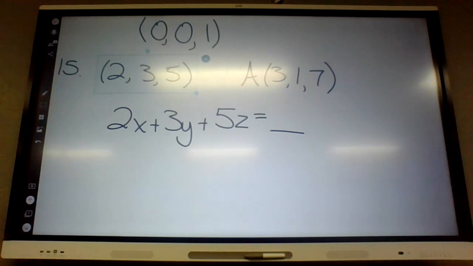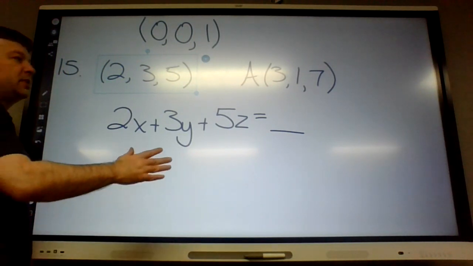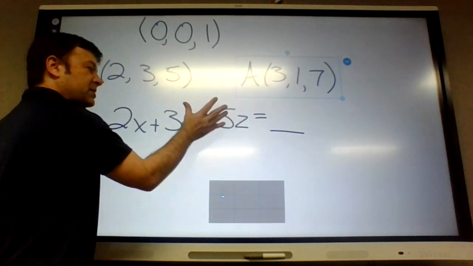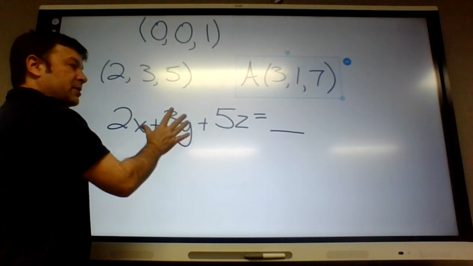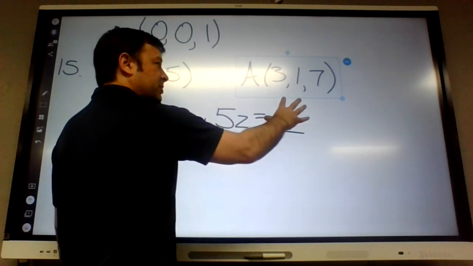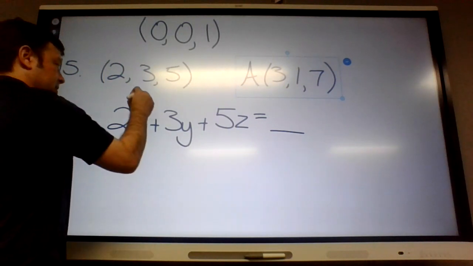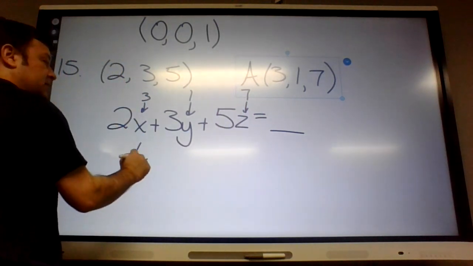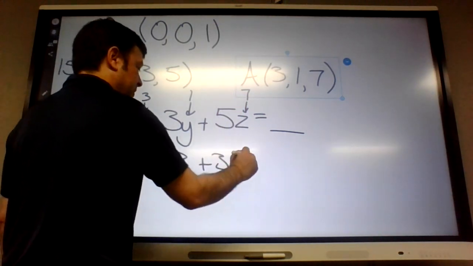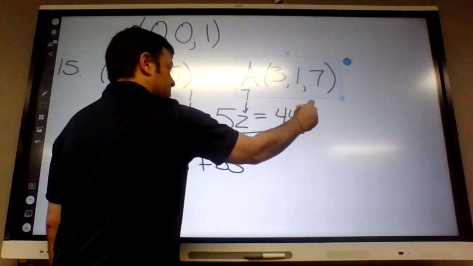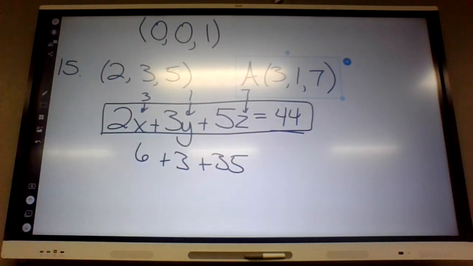Well, how do I know what it's supposed to equal? That's what they gave us this other point for. 3, 1, 7 is supposed to be on the plane, which means it's supposed to be a solution for the equation of the plane. So if we plug in 3, 1, 7, I get 6 plus 3 plus 35, which is 44. Any point on the plane should be a solution to the equation of the plane.